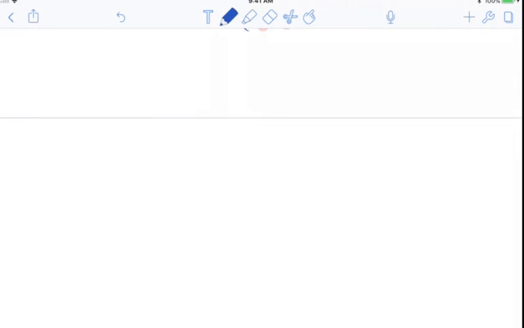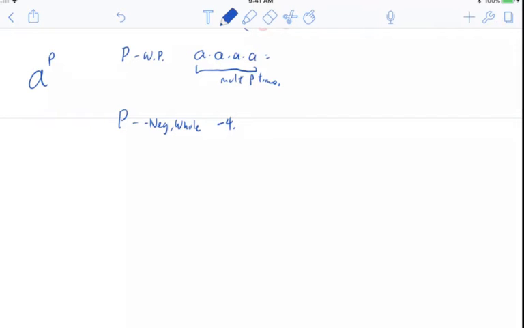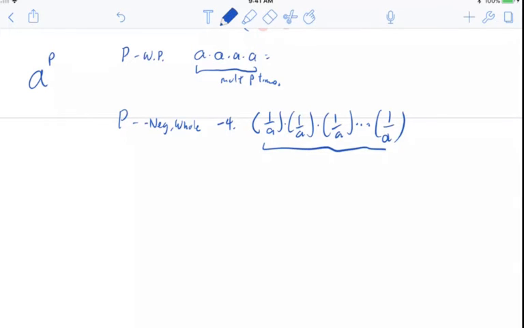All right, so let's review. A to the power p. If p is a whole positive number, just write it as a times a times a times a. Just multiply it out p times. If, on the other hand, p is a negative number, like minus 5 or something like that, you would write it out as 1 over a times 1 over a times 1 over a, and you do that p times. So you can compute that. If p is equal to 0, you know that a to the p is equal to 1.